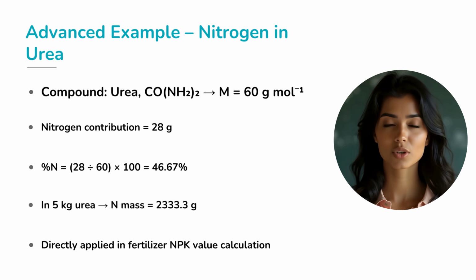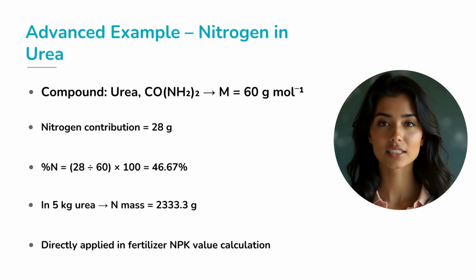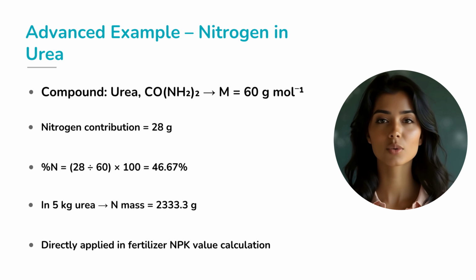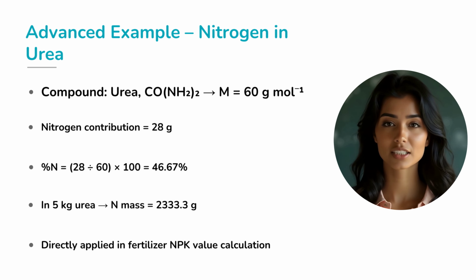Multiply 46.67% by 5000 grams and you'll get around 2333 grams of nitrogen. That's nearly half the bag. And this, my friends, is why farmers love urea. It's nitrogen rich, cheap, and easy to apply. Isn't it amazing how a classroom calculation explains global agriculture?